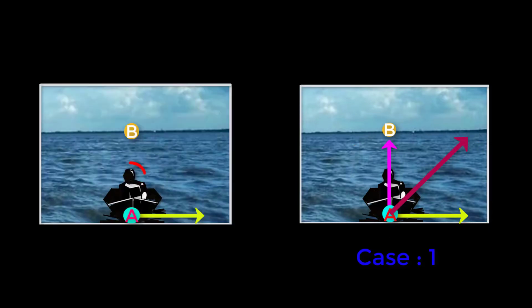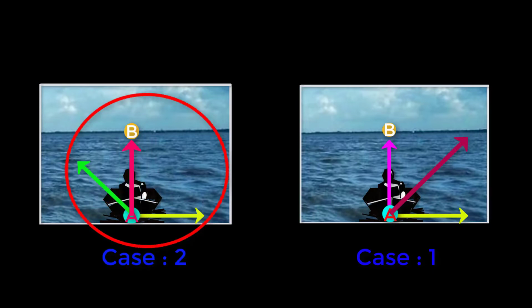Now think the boatman wants to row his boat against the flow of this water current like this, so that he can reach this B point by using the push force of this flow of water current. Therefore, this AB way will be the resultant, and this resultant will be the new direction for this boat. Let us call this situation case 2.